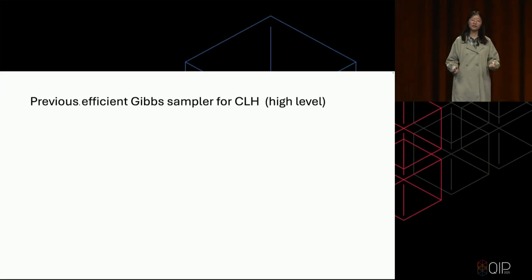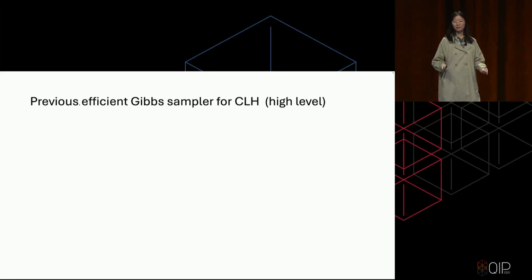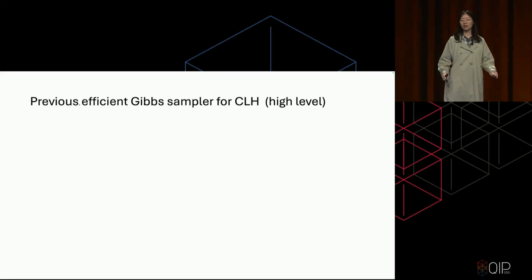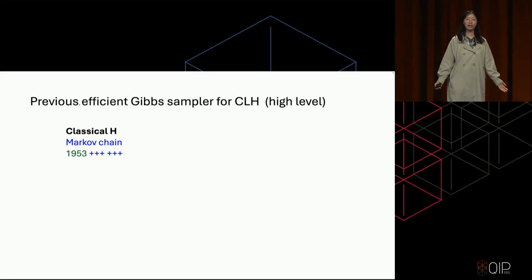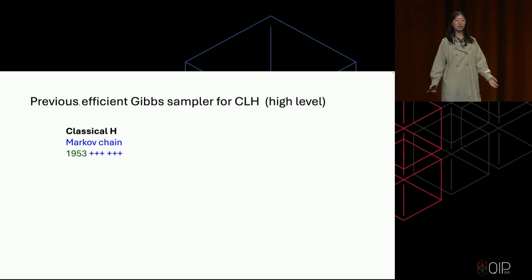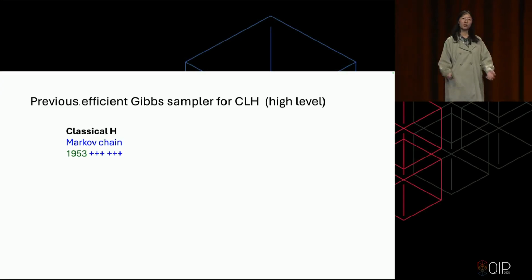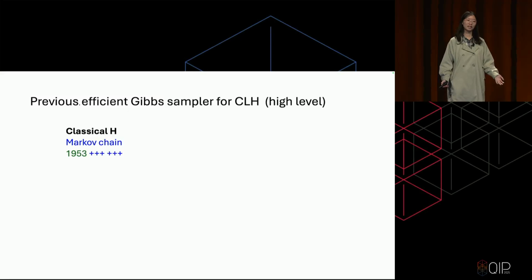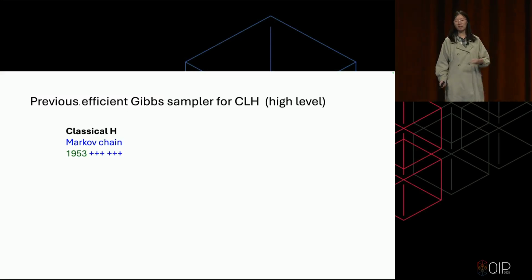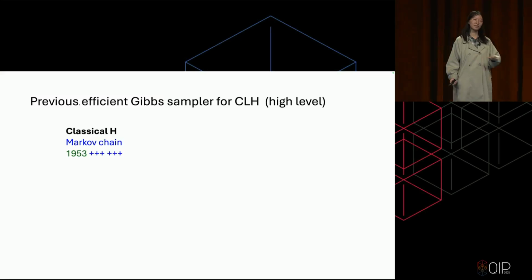Let's begin with the previous work and our work at a high level. Our goal is to prepare Gibbs states for commuting Hamiltonians, and let's begin with the classical Hamiltonian case. For a classical Hamiltonian, the Gibbs state is just a distribution over the computational basis. So in the standard algorithm, you just design a Markov chain. Markov chains are a very old topic, studied for more than 80 years. Here I use 6 plus to indicate there are a lot of results. That's all I want to say.